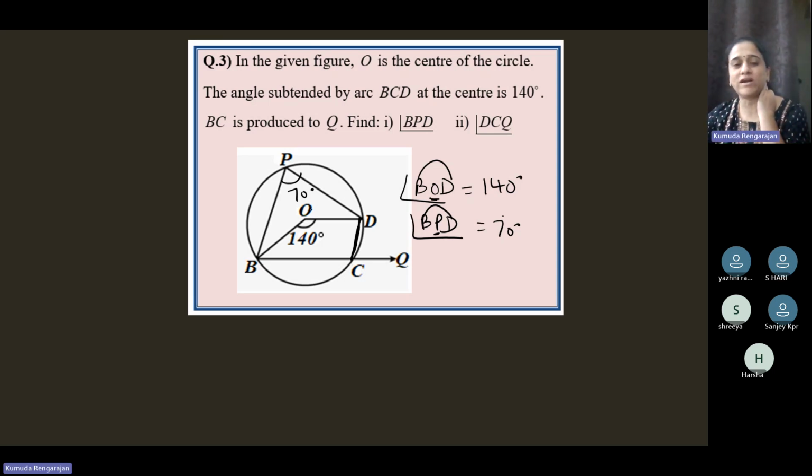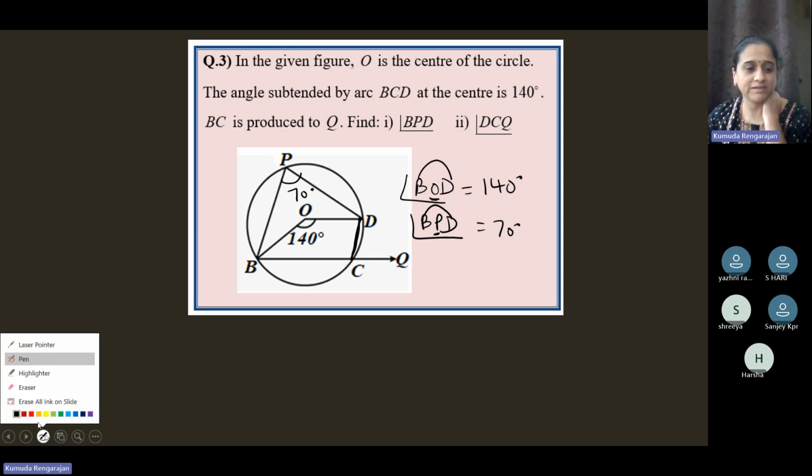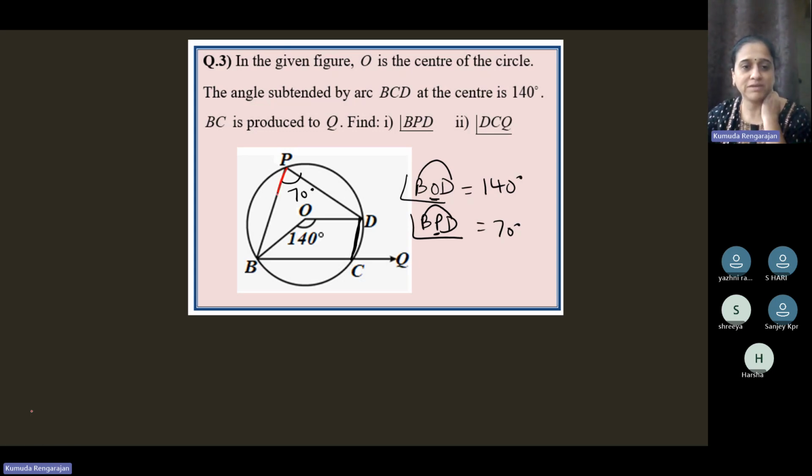So which is the cyclic quadrilateral here? P, B, C, D. This one is the cyclic quadrilateral, correct? Yes, ma'am. Now the side BC. Which are the sides of the cyclic quadrilateral? PB, BC, CD, DP. A quadrilateral has 4 sides.